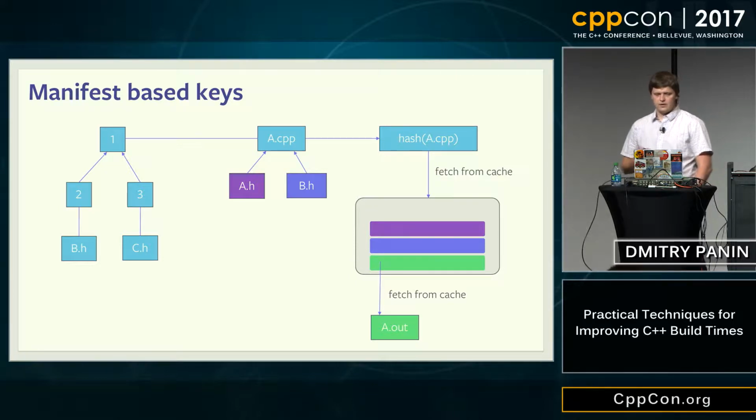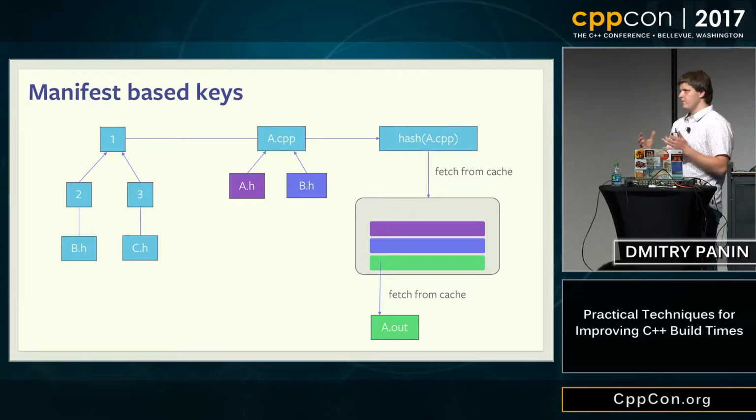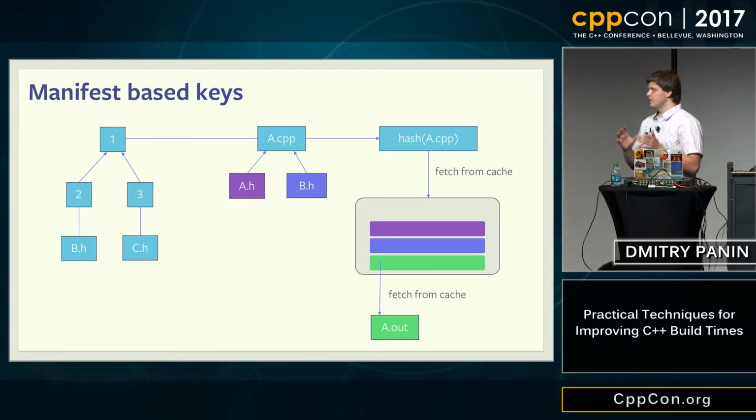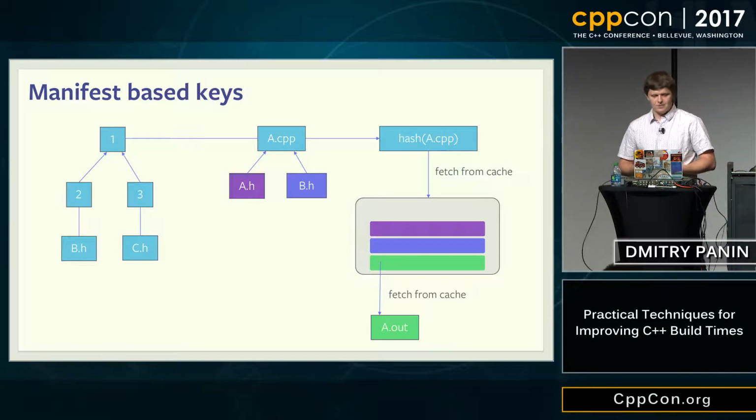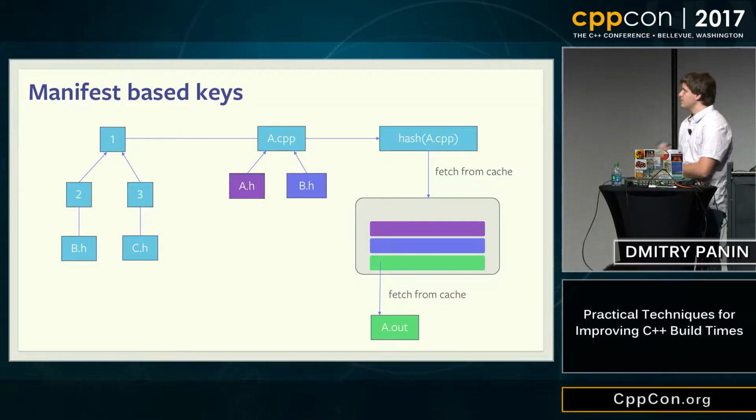It contains several things. The purple one is a hash of file A and the path to it, and the blue one is the same for file B. So we get a list of files that A was depending on, and we can check the actual state on the disk. And if it matches, we get the cache hit. So we take another hash, which is green here, sorry for the inconvenience, and we can fetch it from the cache. So that's how Ccache works.